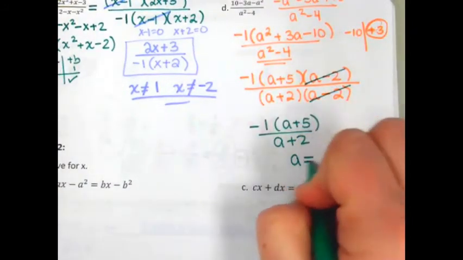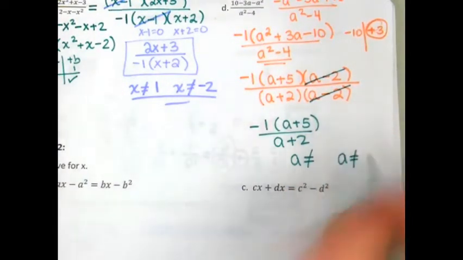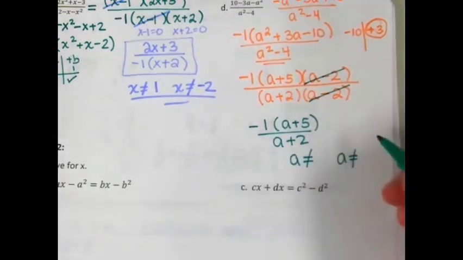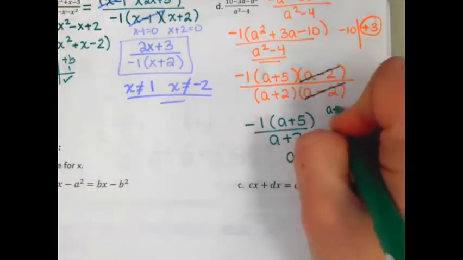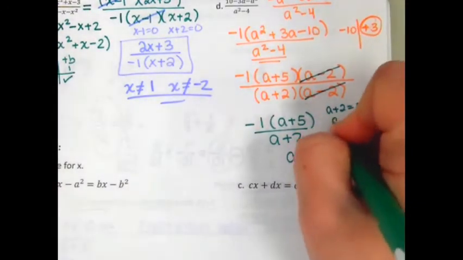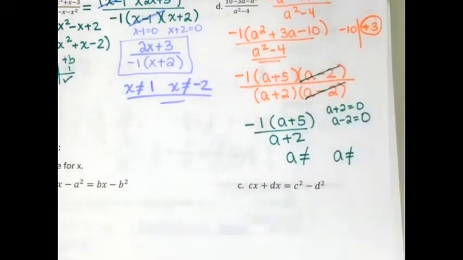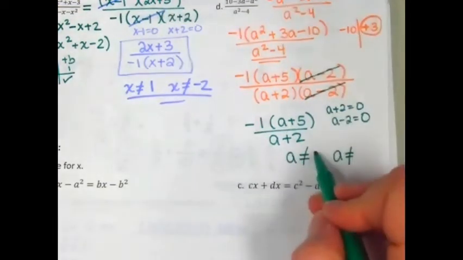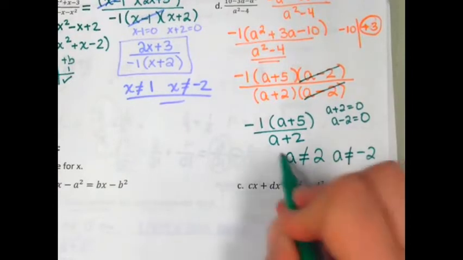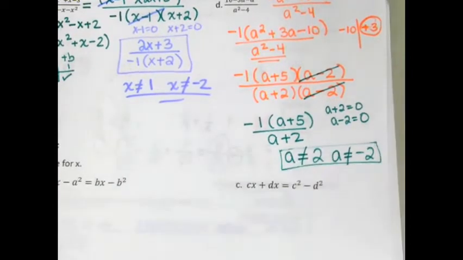What are my restrictions? A can't equal and a can't equal. What's my denominator? A plus 2 can't equal 0 and a minus 2 can't equal 0. So what do we get? 2 and -2. You could also put plus or minus 2, either way. Yeah, you went to the numerator. Any questions with simplifying so far? Huh? Oh, yeah, no, it's always your denominator.